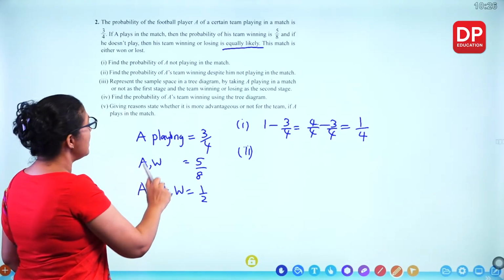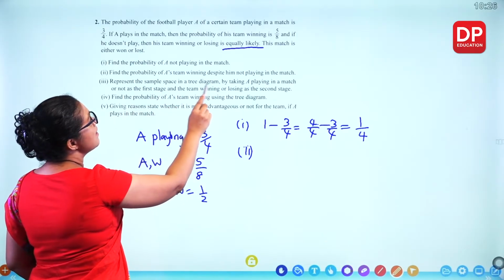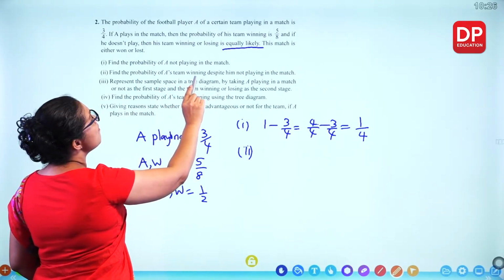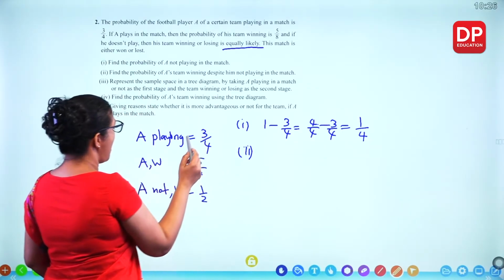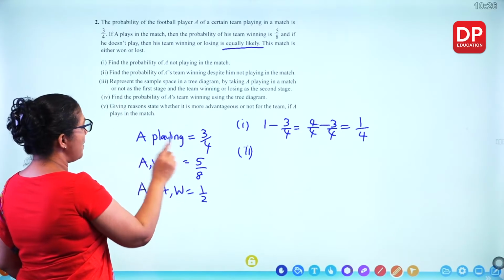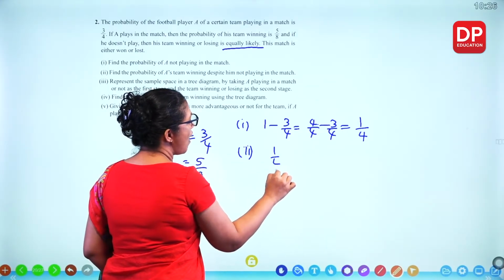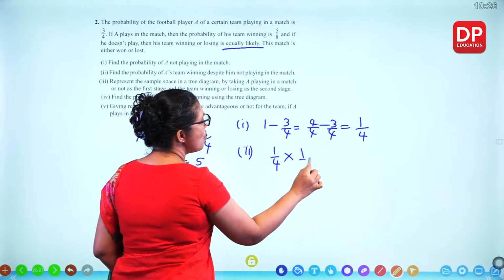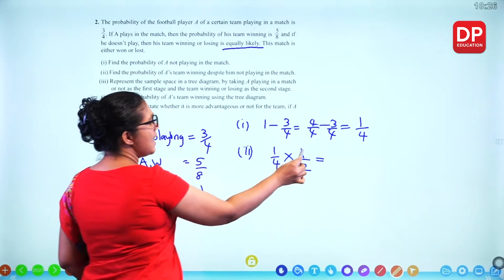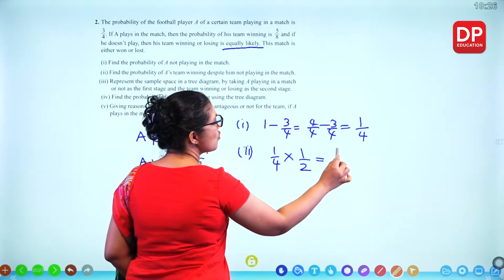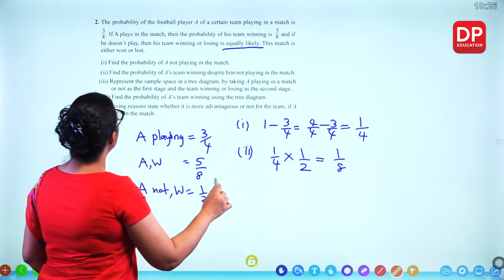So here it says first stage, A's team winning is half and not playing is 1/4. So the probability is 1/4 into half. This is not playing and this is winning chance. So you get 1 over 8.